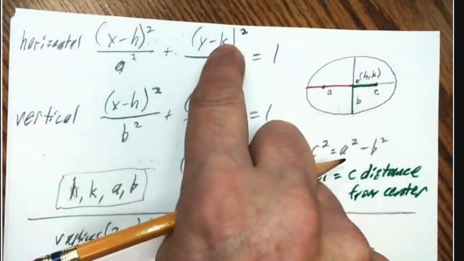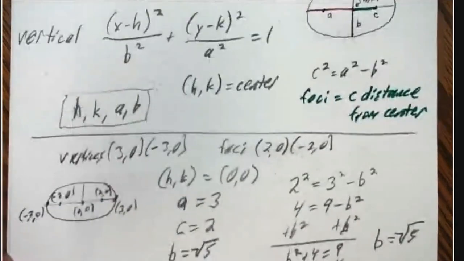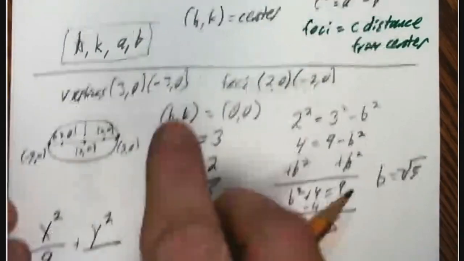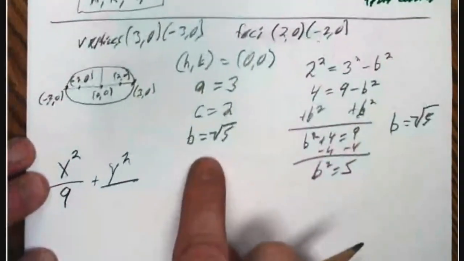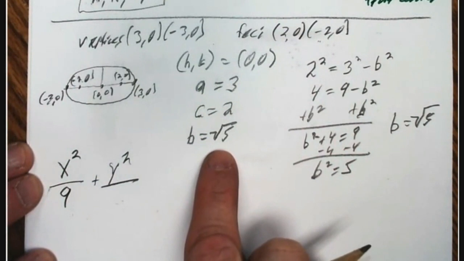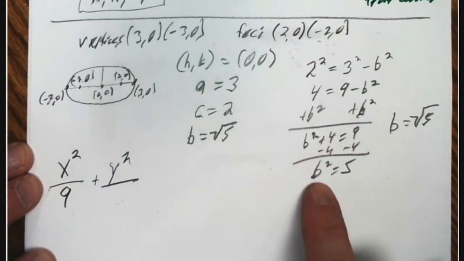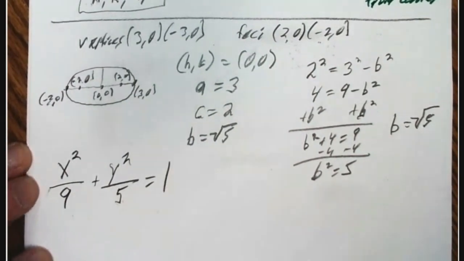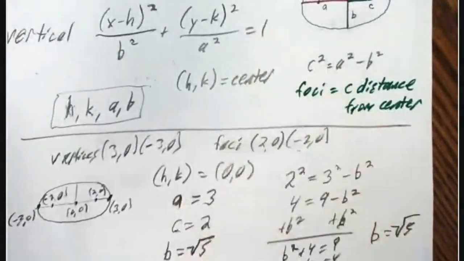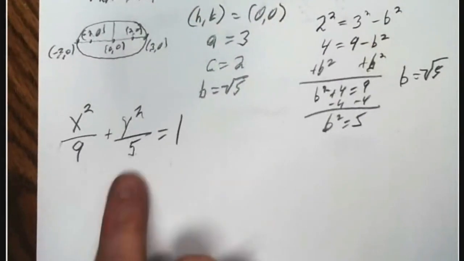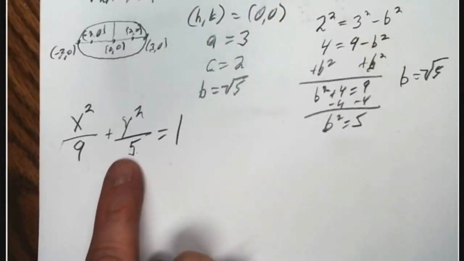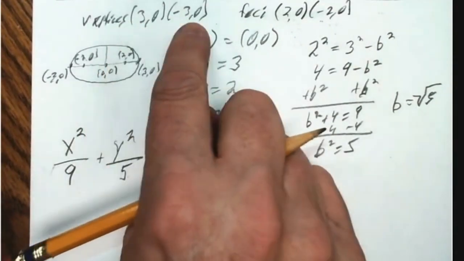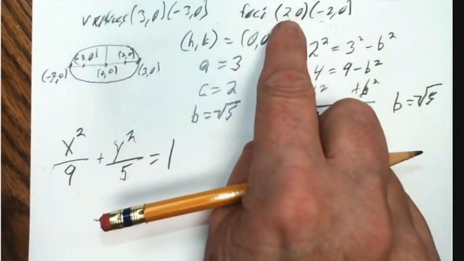Plus y squared, because k is 0, plus y squared over b squared. What's b? Square root of 5. What's the square root of 5 squared? B squared is 5. And it always equals 1. That is the equation for an ellipse that has vertices at 3, 0, and negative 3, 0, and focal points of 2, 0, and negative 2, 0.